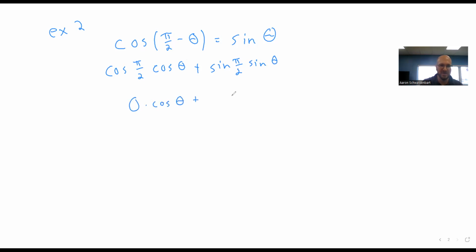And the sine of pi over 2, again getting these off my unit circle, cosine of pi over 2 being 0, it's the x-coordinate, pi over 2 being 90 degrees or straight up. Sine of pi over 2 is 1. 0 times cosine theta is 0. 1 times sine theta is sine theta. We can also do this with a sine identity.